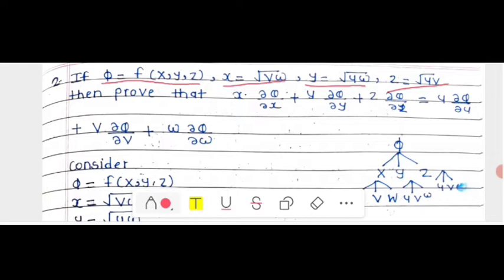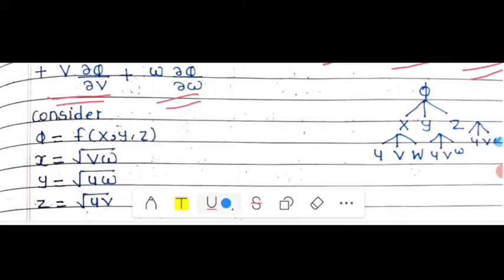of uv. Then we have to prove here x into ∂phi/∂x plus y into ∂phi/∂y plus z into ∂phi/∂z is equal to u into ∂phi/∂u plus v into ∂phi/∂v plus w into ∂phi/∂w. So we have to prove the result. For that, we write the given function.